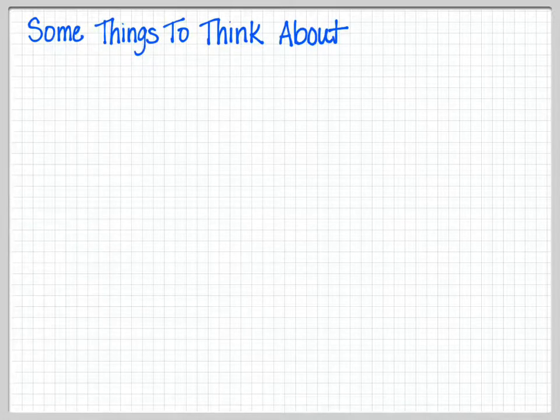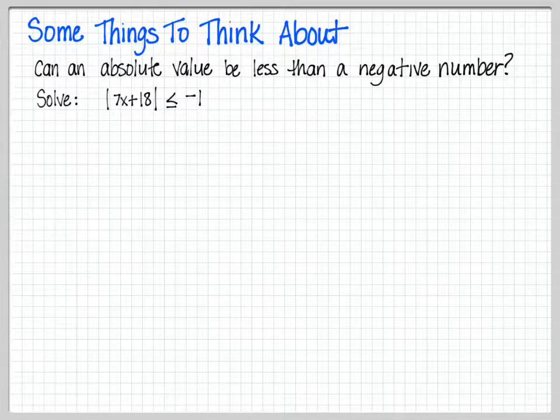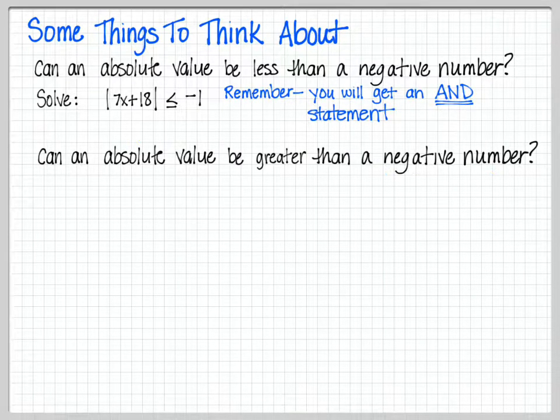Some things to think about. I want you to think about, can an absolute value be less than a negative number? And in your thinking about that, solve this absolute value inequality. Remembering that you have an and statement. When you have a less than symbol, you will have an and statement.